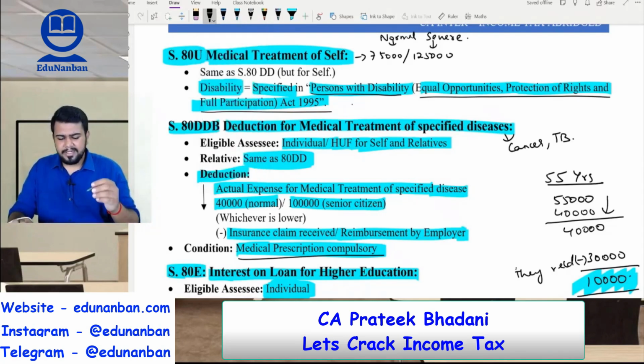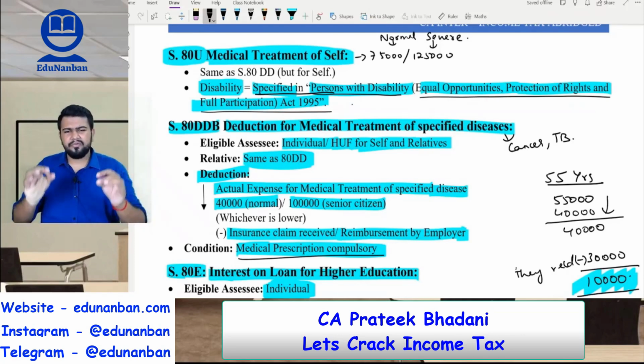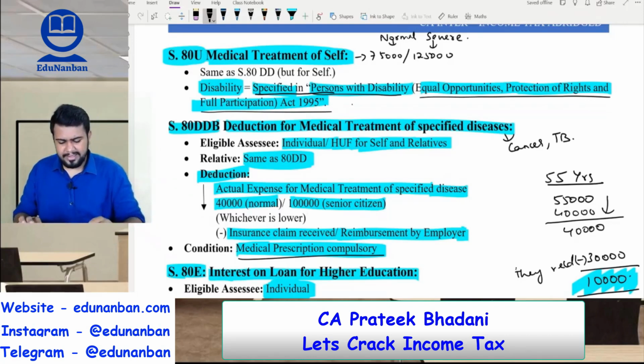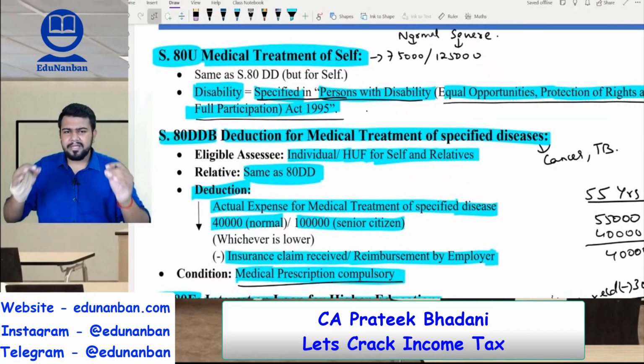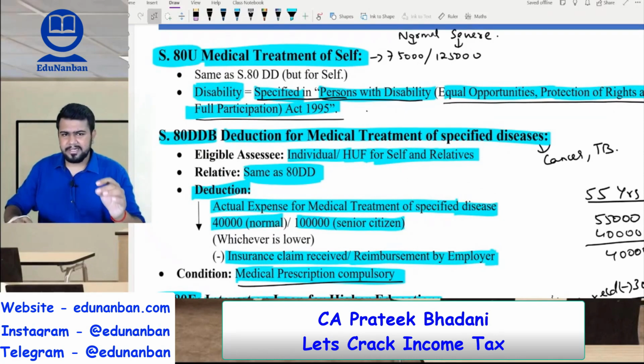What is disability mentioned under 80U? Disability means any disease specified in the Persons with Disabilities (Equal Opportunities, Protection of Rights and Full Participation) Act 1995. You need not focus much on this. If it is coming in the exam, it will be given that it is specified under 80U. So don't worry that much. If the individual is suffering from a normal disability, 75,000 is allowed as deduction. If it is a severe disability, that means 80% or more, then 1,25,000 rupees is allowed as deduction.